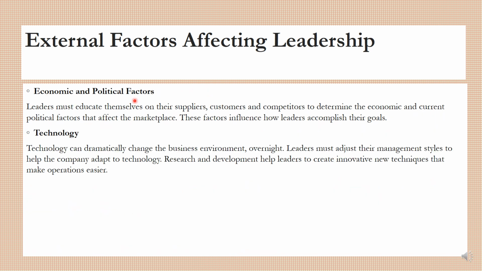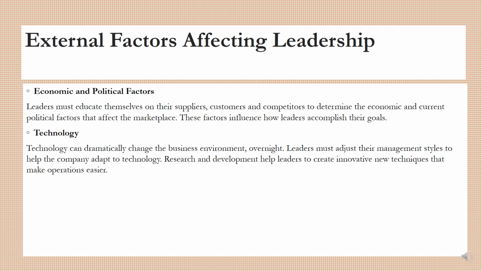Then economic and political factors. Leaders must educate themselves on their suppliers, customers, and competitors to determine the economic and current political factors that affect the marketplace. Now, political and economic factors: who are the people outside, who are the leaders in the political arena, what is their take on certain things or certain products, what kind of policies are they adopting. So the internal leader, the organizational leader, has to be very vigilant about them and act accordingly.